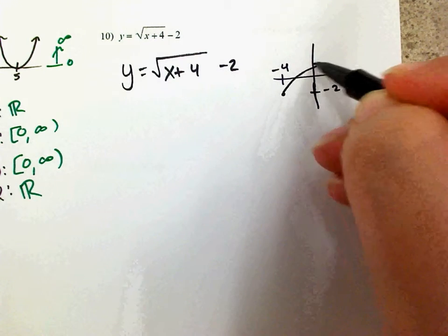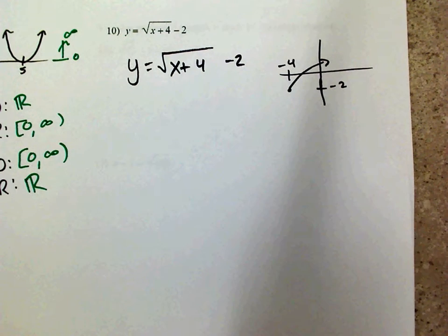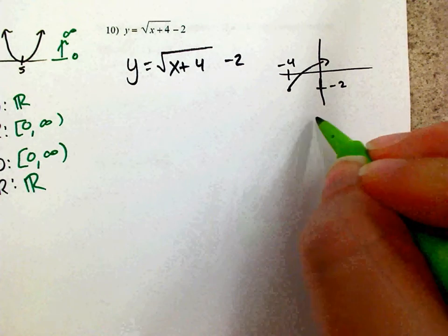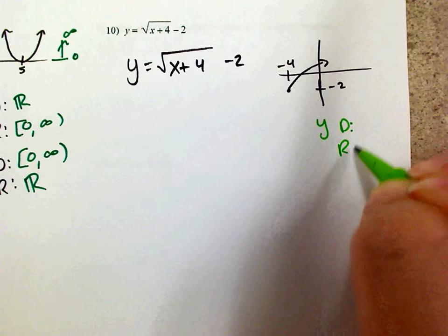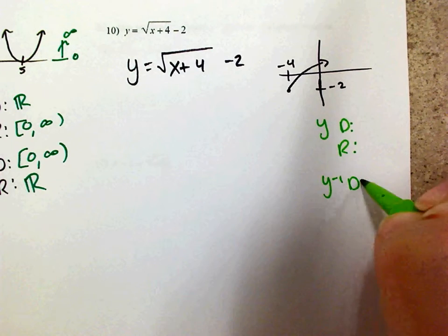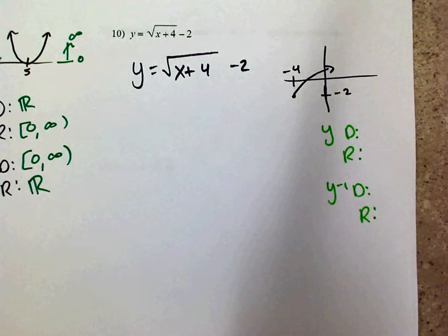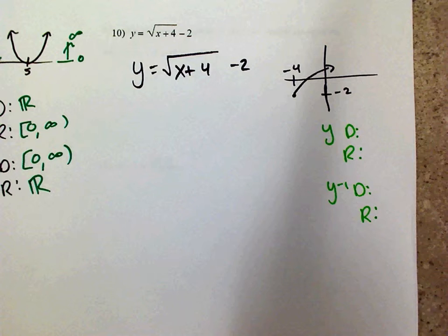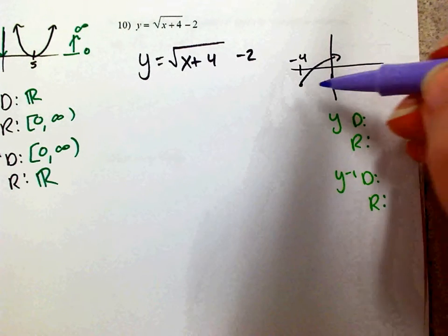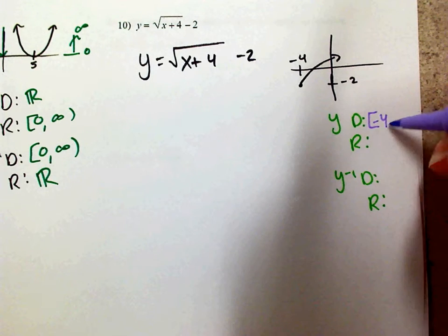Now, I need to find its domain and range. So y, domain, range. The original function is only this positive radical, right? So its domain is left and right. The farthest left it goes is negative 4, and then it goes all the way to infinity. So that's the range as well.